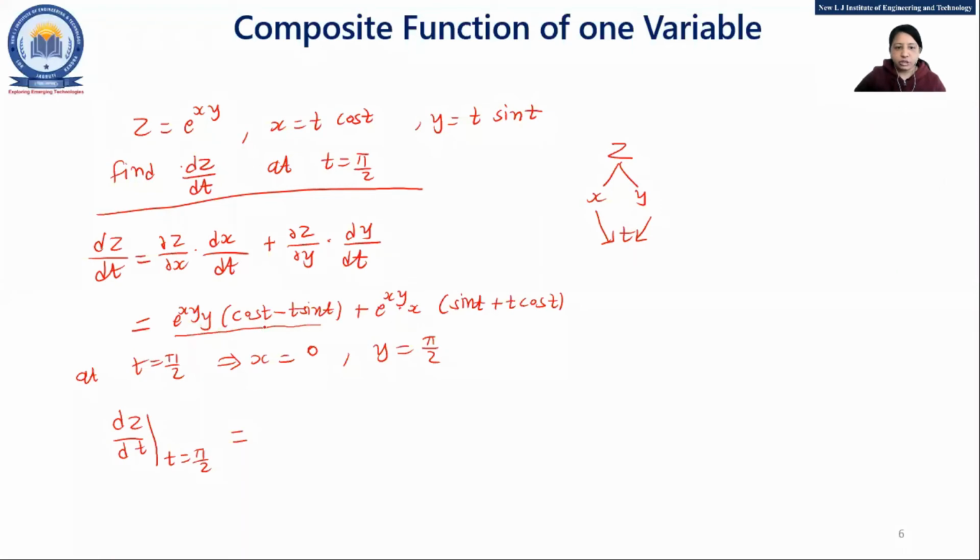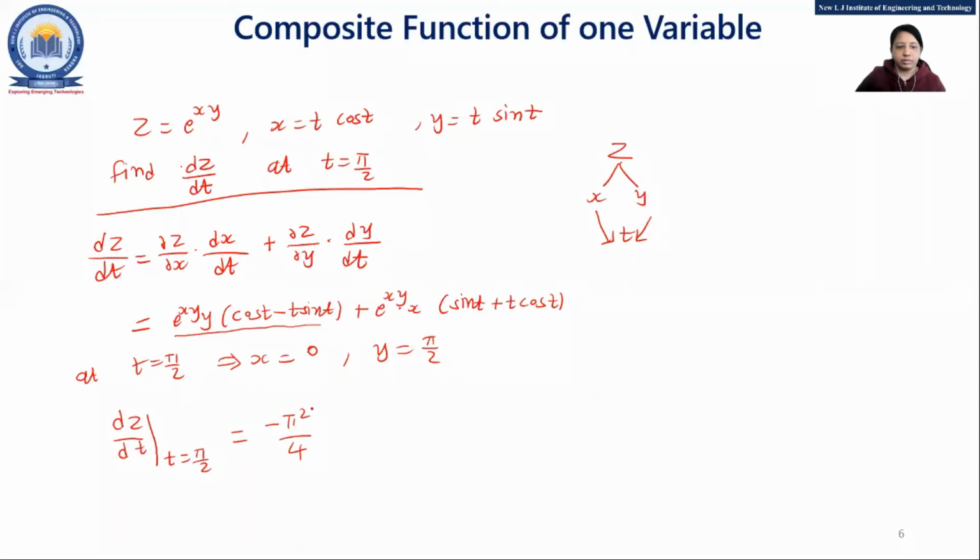Now cos pi by 2, and put the value of t sin t. And here also you put the value of all the things: x, y as well as t. So what should be the final answer? Anyone? Final answer of this one? Yeah, Akhilesh. Ma'am, it will be minus pi square by 4. Okay, it will be minus pi square by 4.